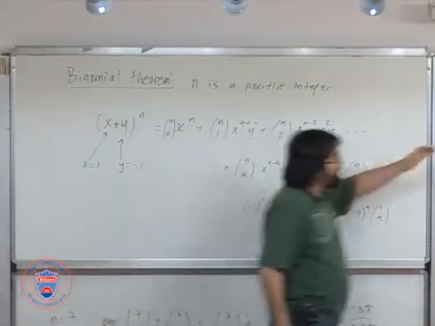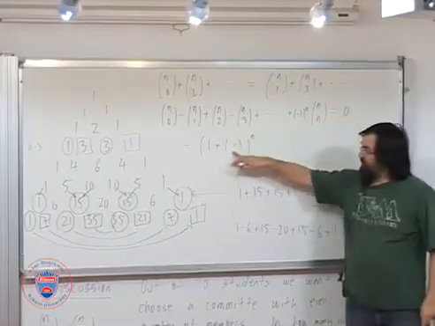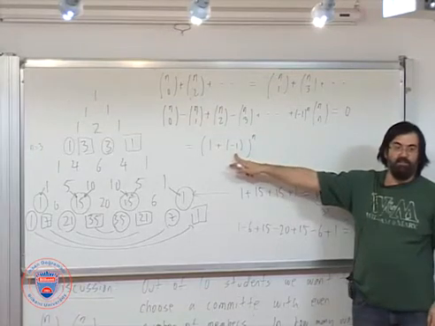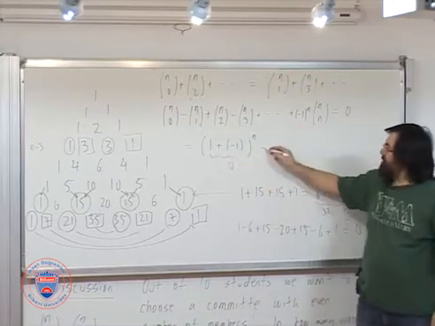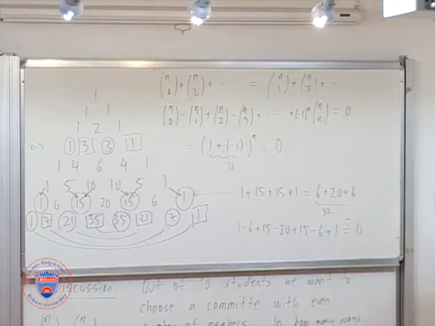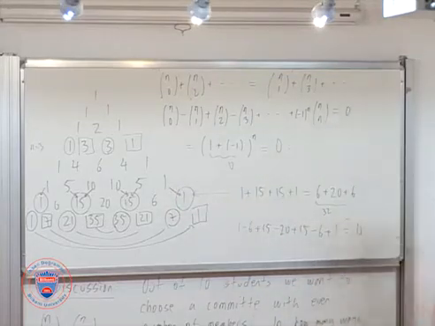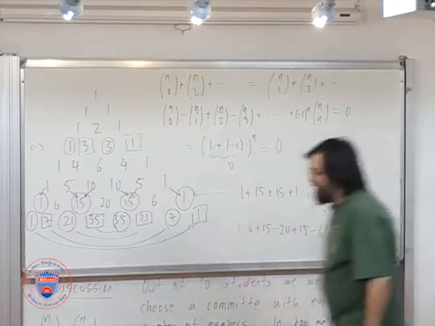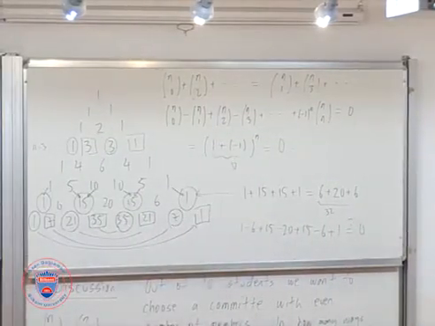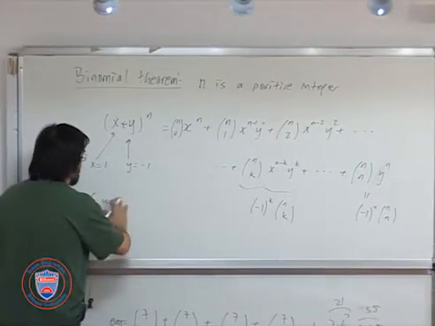So this sum that we want to show is 0 is equal to this. But you can see that 1 plus minus 1 is 0, and 0 to the n is 0. So that's why it's 0. So it's basically an application of the binomial theorem to say that these numbers are equal to those numbers. Okay? Very simple argument.